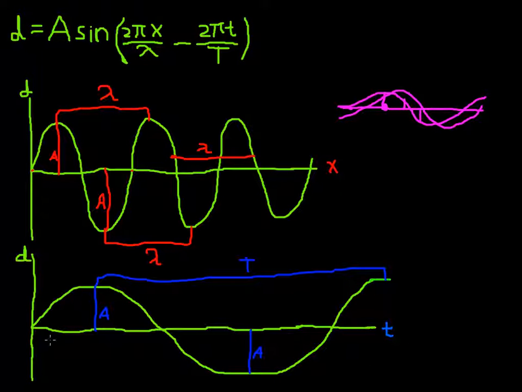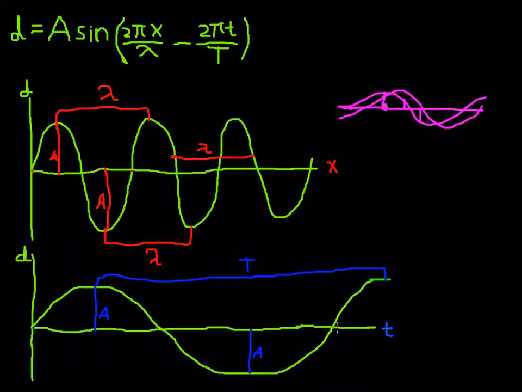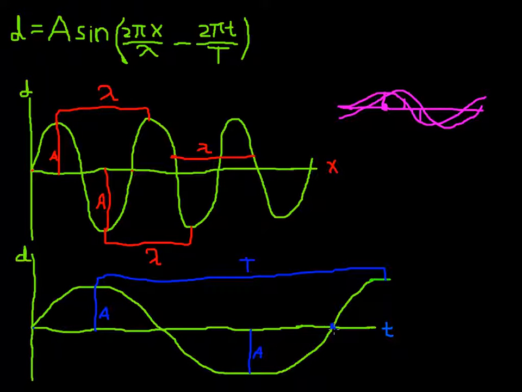But the distance between two troughs, the distance between this point and this point, that's going to be capital T. And sometimes it's useful to define another quantity, f. So f is going to be the frequency. This is equal to 1 over the period.